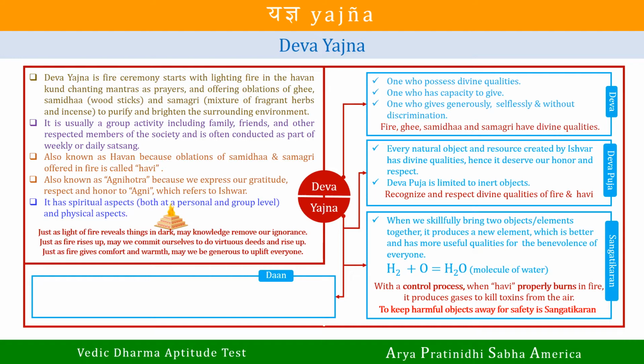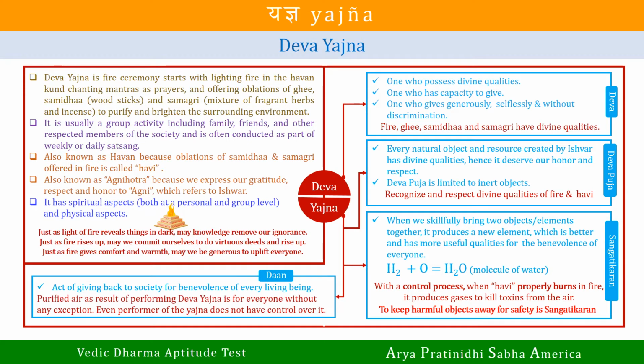Earlier we have covered Dan in quite some detail. The act of giving back to the society for the benevolence of every living being is Dan, by monetary, time or physical means. It all makes sense. Purified air as a result of performing Dev Yajnya is for everyone without any exception. Even the performer of the Yajnya does not have control over it.